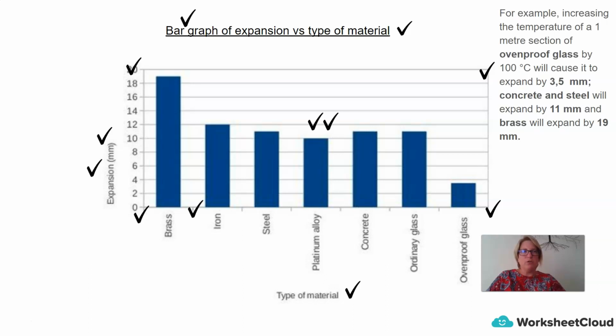So, for example, increasing the temperature of a 1 meter section of oven-proof glass by 10 degrees will cause it to expand by 3,5 millimeters. So if we look at these substances, which substances are all the same? So we can have a look at steel and concrete and ordinary glass are all the same, and we can read off the graph that that is 11 millimeters. Then which substance increases the most? Well, that would be brass, and that is 90 millimeters.